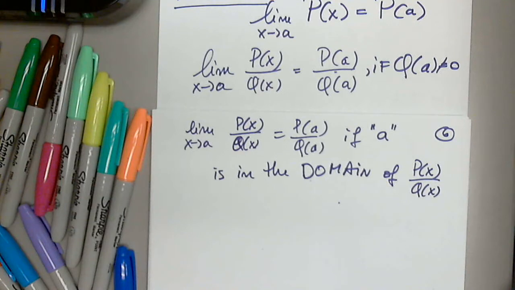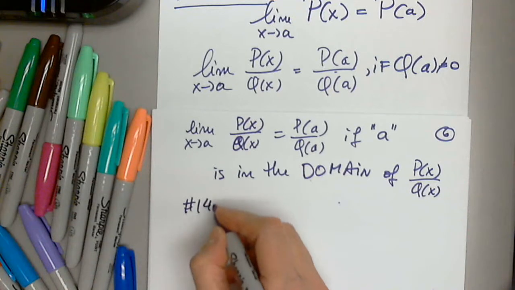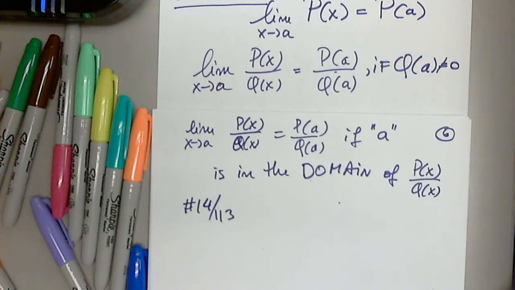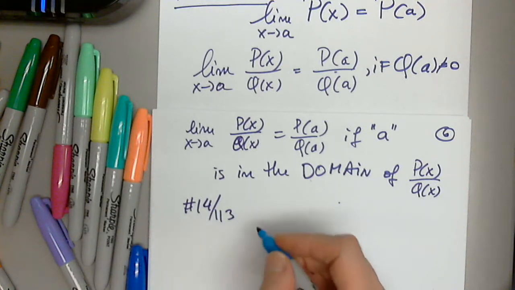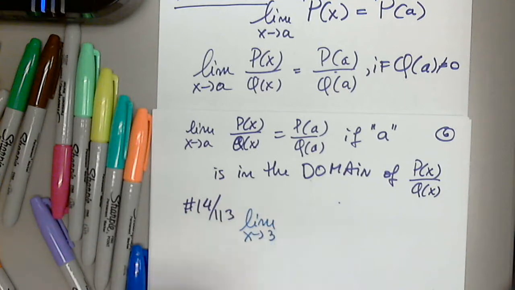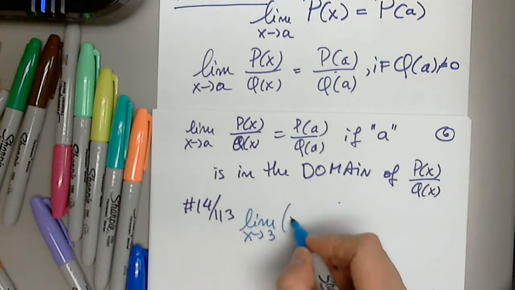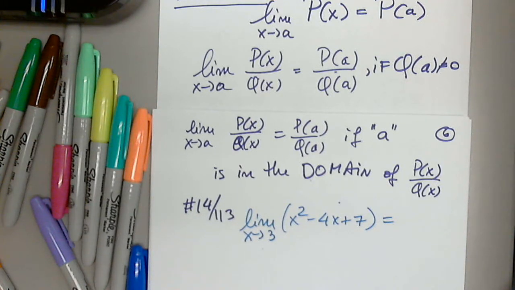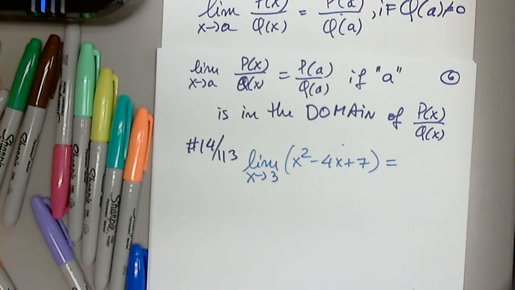let's start with a polynomial, like for example, problem 14. We are given a limit, which is limit as x approaches 3 of x squared minus 4x plus 7. You can say, well, I can use a limit law here. I can say this is the limit of x squared minus the limit of 4x plus the limit of 7.